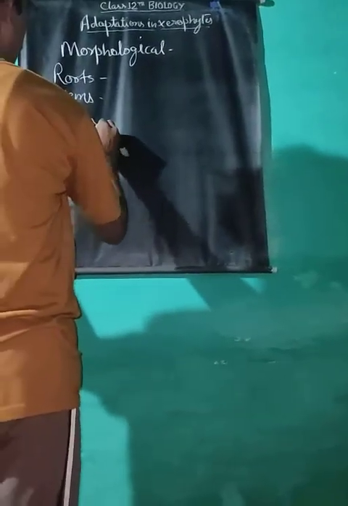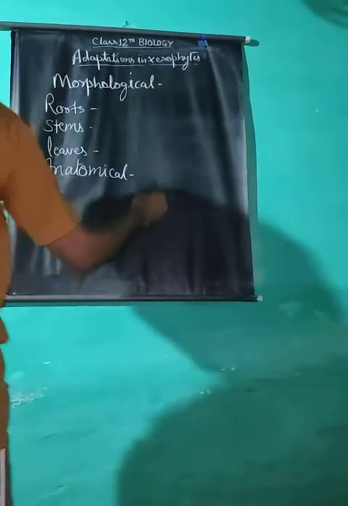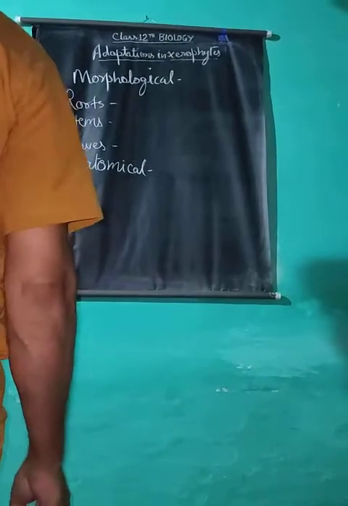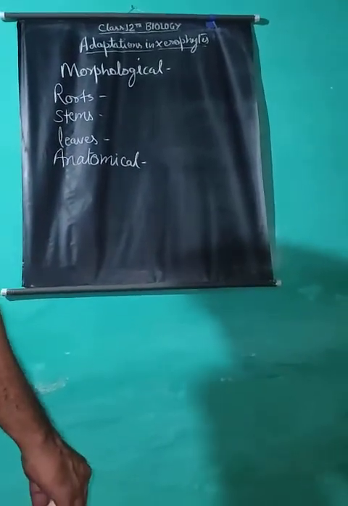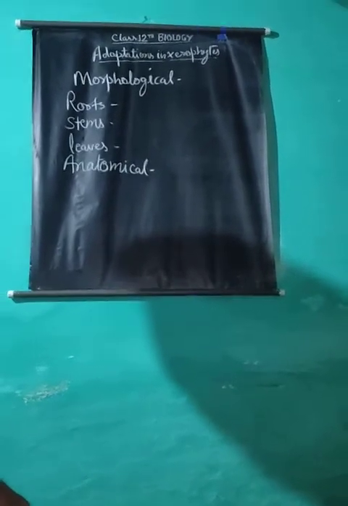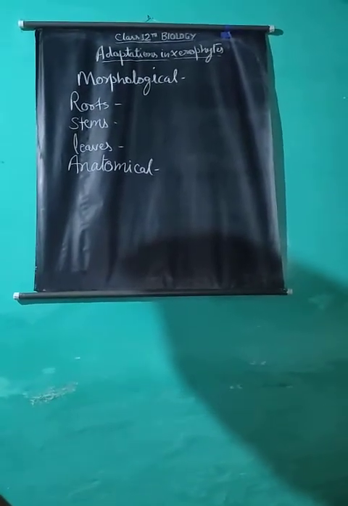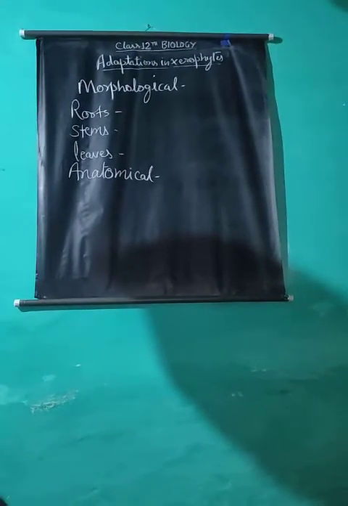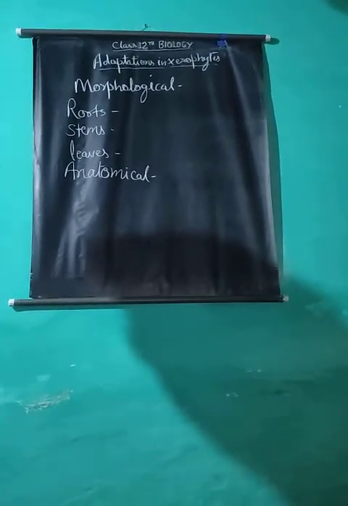Anatomical adaptations. The epidermis of xerophytic plants is covered by a thick cuticle. It protects the plant against heavy transpiration and also provides mechanical strength to plants. Epidermis may be multiple layered, which also reduces the rate of transpiration, as in banyan, Nerium, etc.